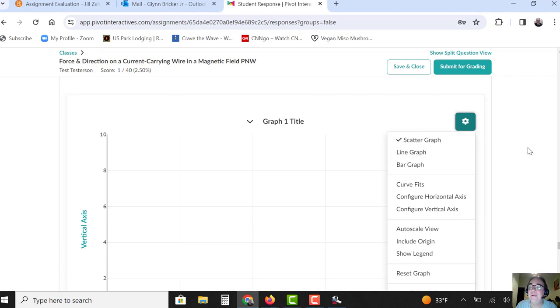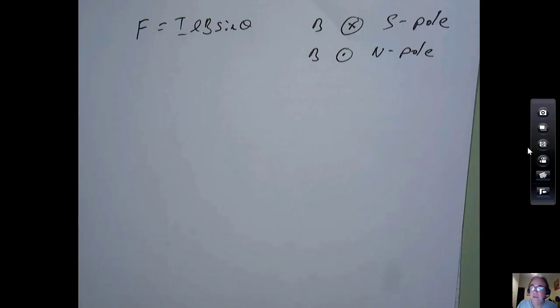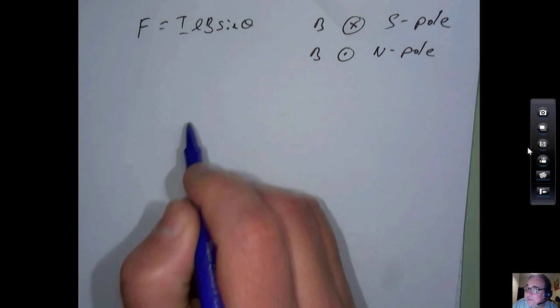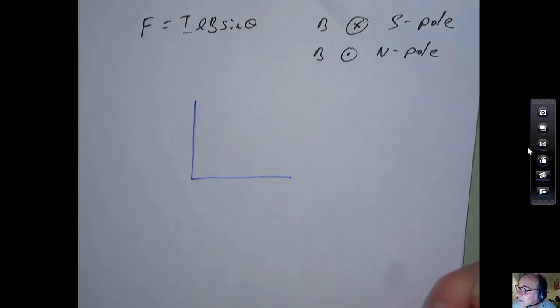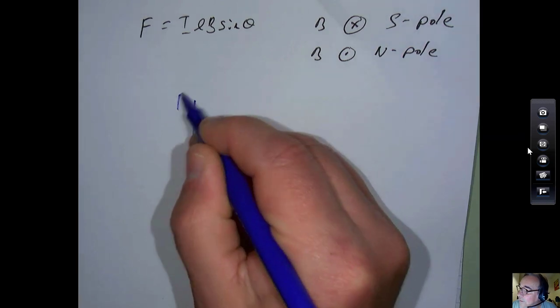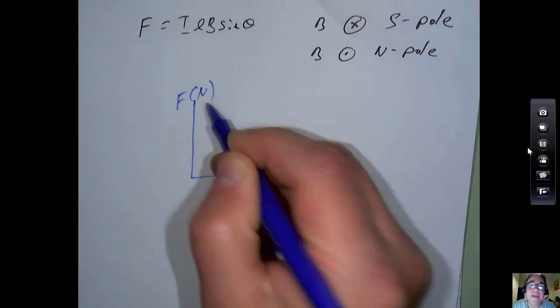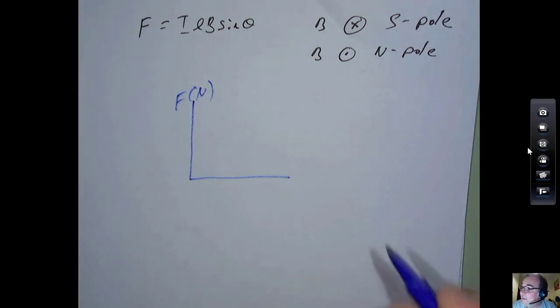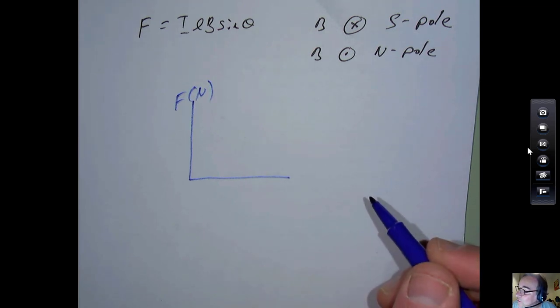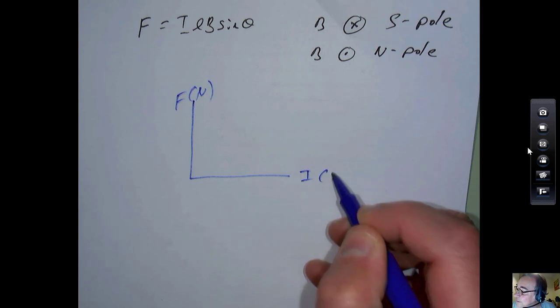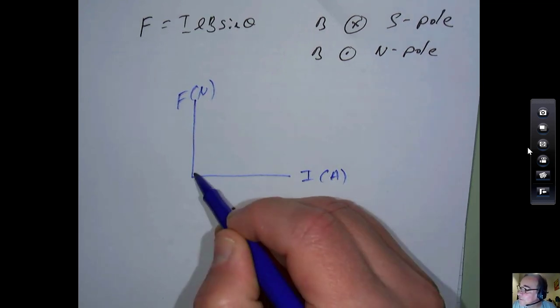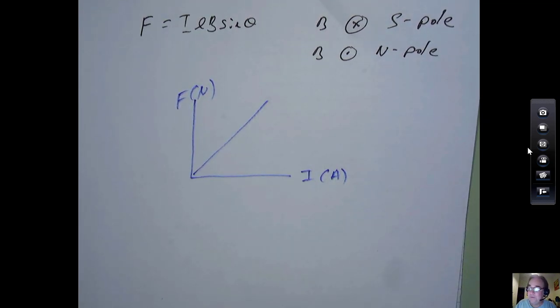Okay, so what are we graphing and why are we doing this? Let's take a look at that. So ultimately, the graph is going to be something like this. Here, vertical axis force, and we're going to have that in newtons. And on the other axis, we're going to have the amount of current, and it's measured in amps. So you should get a graph that looks something like this.